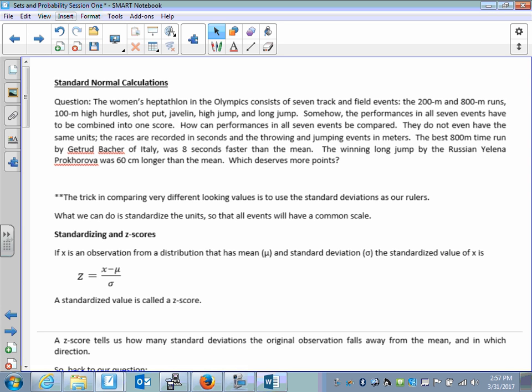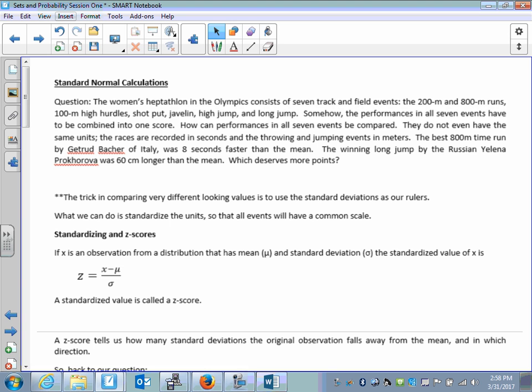In the women's heptathlon in the Olympics, there are 200-meter and 800-meter runs and the 100-meter high hurdles, shot put, javelin, etc. Somehow the performances in all 7 events have to be combined into one score. How can performances in all 7 events be compared? They do not even have the same units. The races are recorded in seconds, throwing and jumping events are in meters.